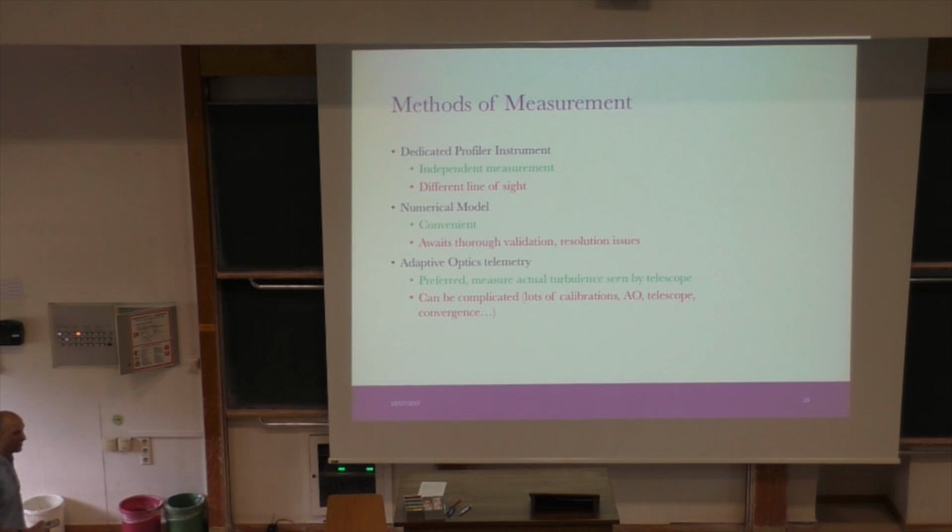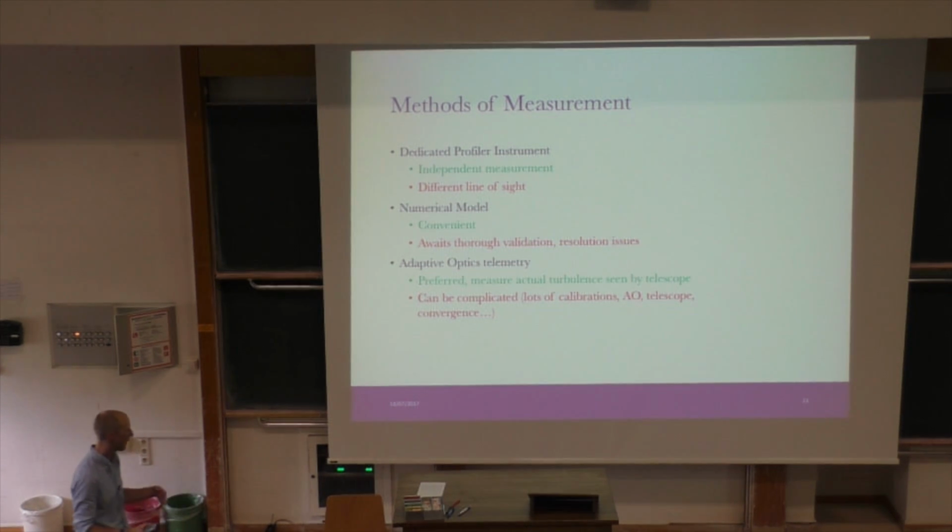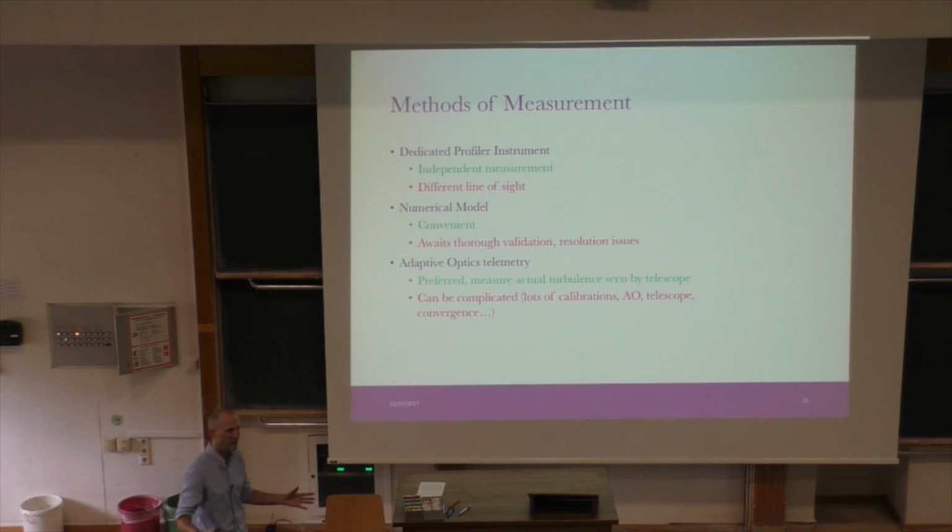Ideally, we would use the telemetry, all the wavefront sensor data, all the information that's coming out of our AO system, because then we're looking along the line of sight. We're actually looking at all the stuff that's in the way of the telescope. But that's complicated, especially on large telescopes which are wobbly, they move around, they get blown about by the wind. There's lots of calibrations, there's issues with convergence. On a large telescope, you need to average over several minutes of data, perhaps 10 minutes, half an hour of data, by which time the profile has changed.